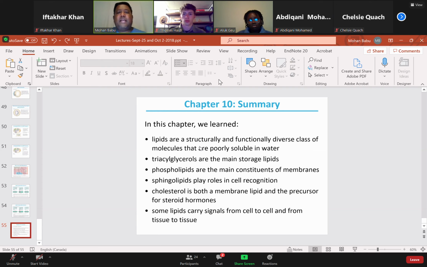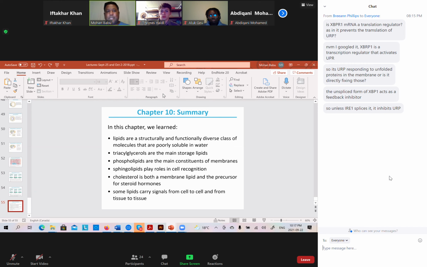Yeah, the unspliced form of XBP1 acts as a feedback inhibitor. So unless IRE1 splices, it inhibits UPR. Okay, that's fair enough. That's possible.